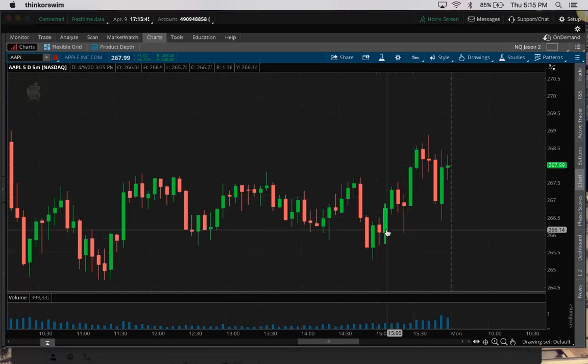So some people will wait for confirmation, like with this tweezer bottom, you'd be like, okay, I'm ready to go long in the next candle. Some people would wait to see what this candle does, just to see if it actually gets above this previous candle, and if it does, then they would enter the trade. You can see obviously the trend overall, it did move up, but it did come back down a little bit. So you just have to be willing to have some risk there. But overall, they work pretty well.